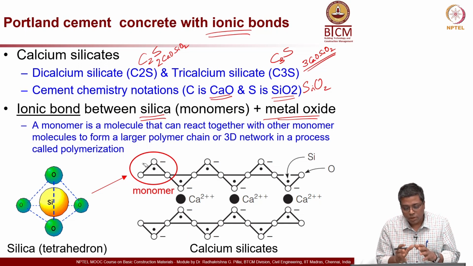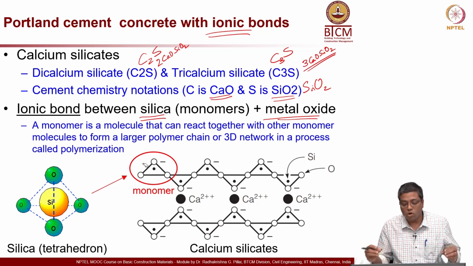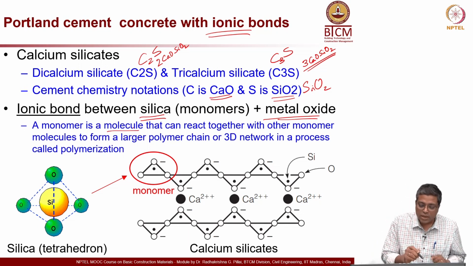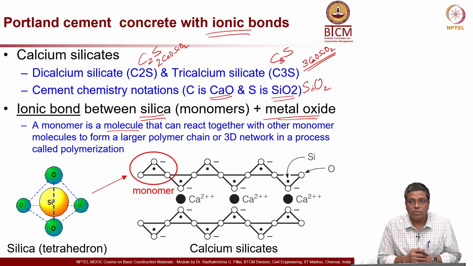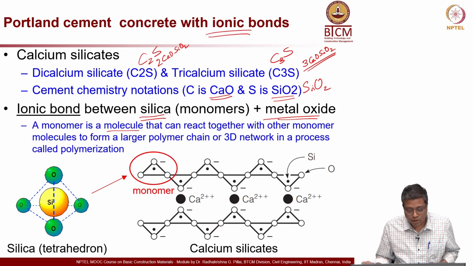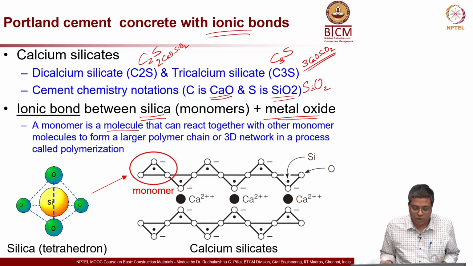So, these multiple monomers will join together to form a polymer. So, what is a monomer? It is a molecule that can react together with other monomers to form a larger polymer chain or a 3D network, depending. It is not like a straight line, it could grow in different directions, and a network can be formed, and this process is called polymerization.